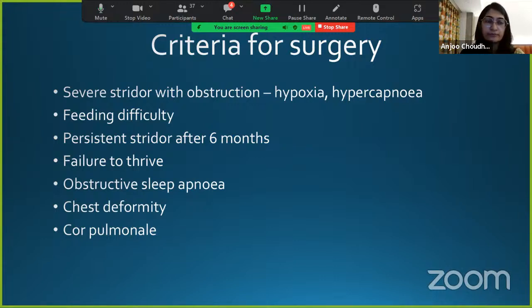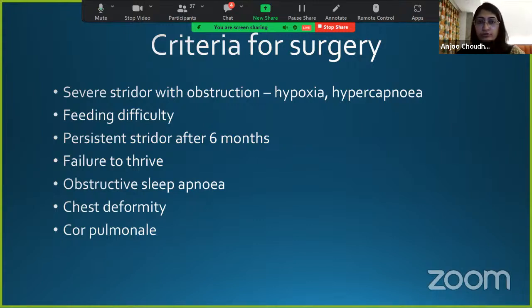So all these have to be kept in mind when you see a laryngomalacia child in the OPD. I'm not saying that every laryngomalacia child will need surgery, but if we are aware of it and we know the risk factors, then at least they will be referred for a simple laryngoscopy.